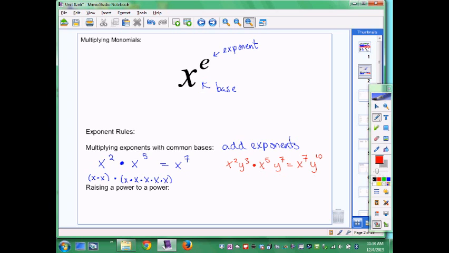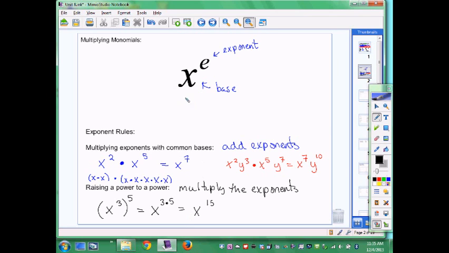Now, when we have a power raised to a power, so I take x to the third and I raise it to the power of 5, we're going to multiply the exponents. So x to the third to the fifth is the same thing as x to the 3 times 5, which is x to the 15th.